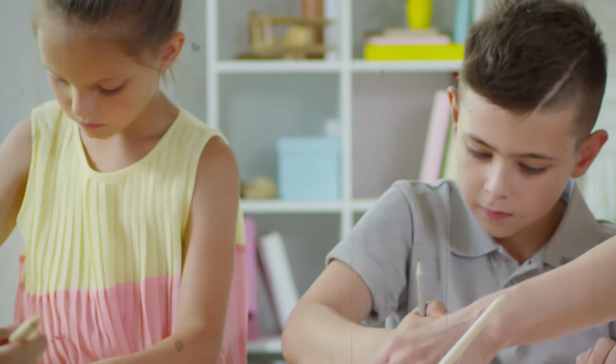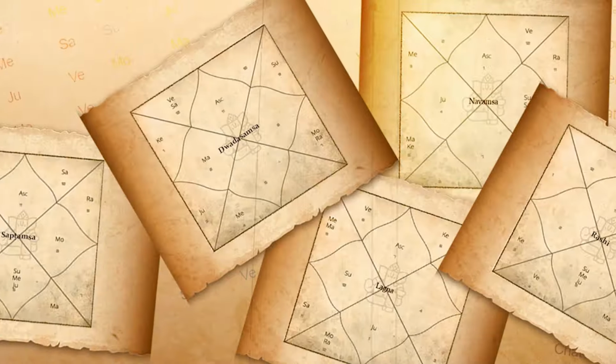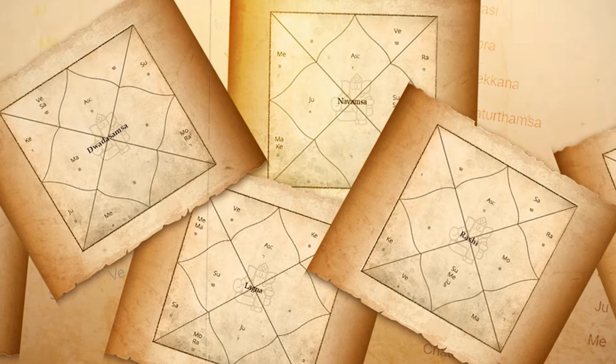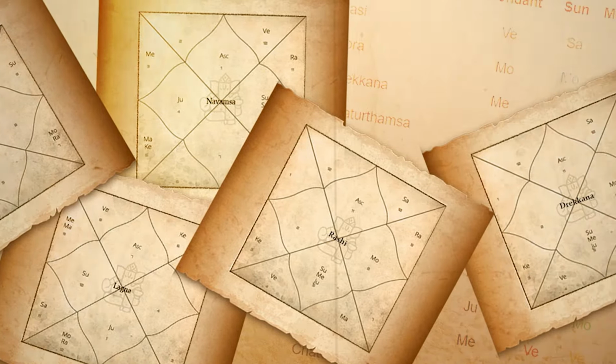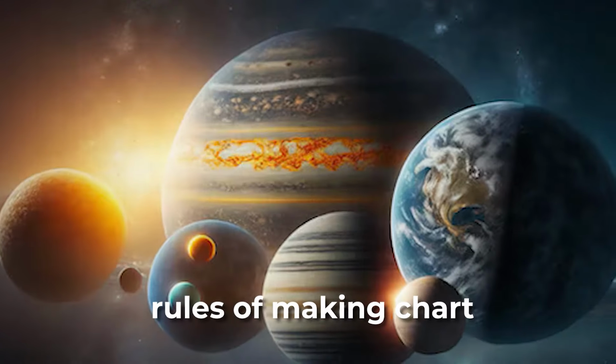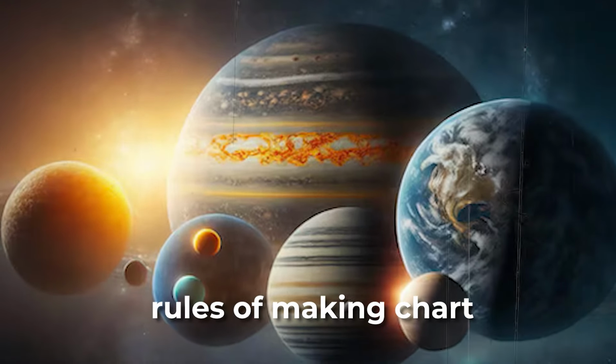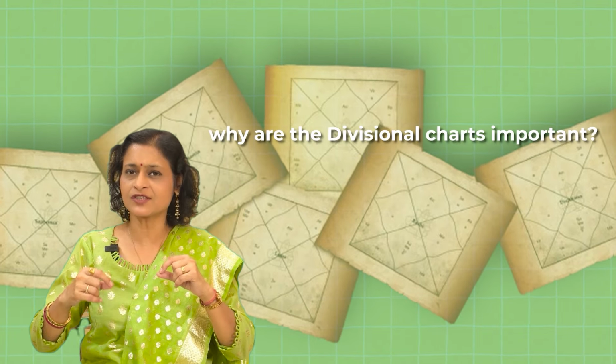Again, all these charts are formed in a manner that they are very different from each other, and the placement of planets will vary according to the rules of making these charts. The rules are very clearly, explicitly stated in BPHS and other classical texts. So we are not going into the rules, we are going to see why they are important. Now, why are the divisional charts important?